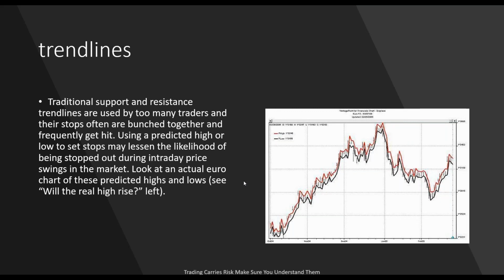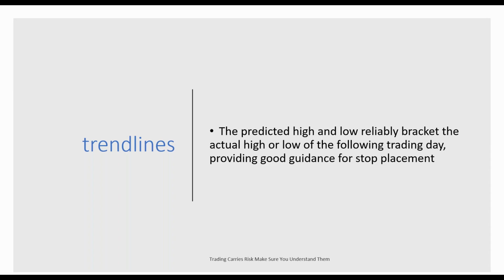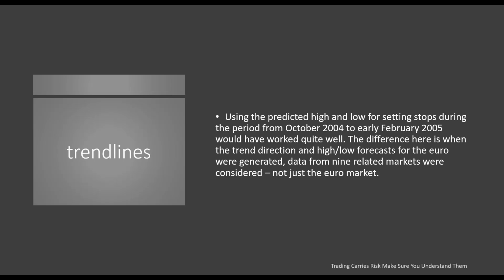Traditional support and resistance trend lines are used by too many traders, and their stops often are bunched together and frequently get hit. Using a predicted high or low to set stops may lessen the likelihood of being stopped out during intraday price swings. The predicted high and low reliably bracket the actual high and low of the following trading day or period, providing good guidance for stop placements.